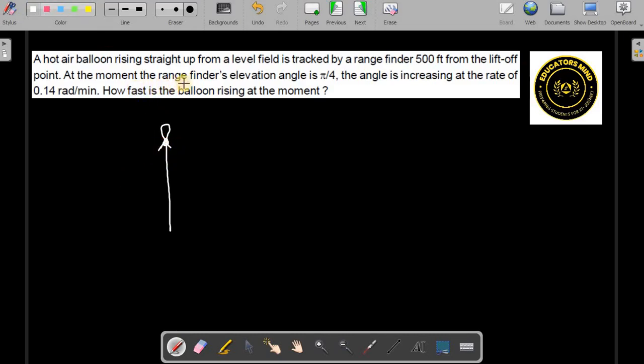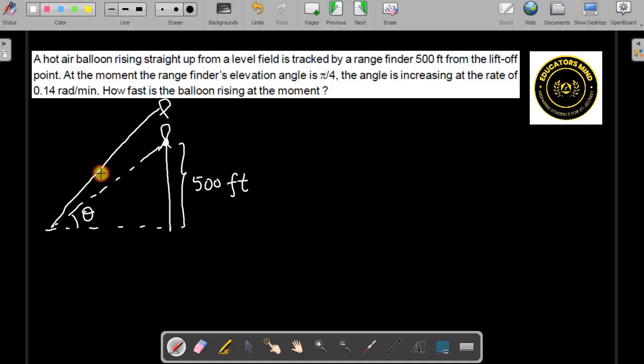A hot air balloon rising straight up from a level field is being tracked by a range finder 500 feet from the launch point, so this is 500 feet, let's say. It is being measured like this. So some angle theta is there, right? At the moment the range finder elevation is pi by 4. Theta will be changing as the balloon goes up. Let us say this angle will change, right?